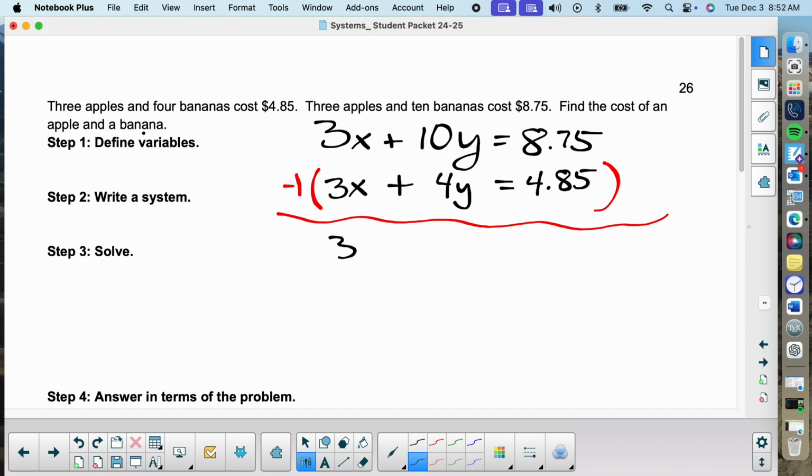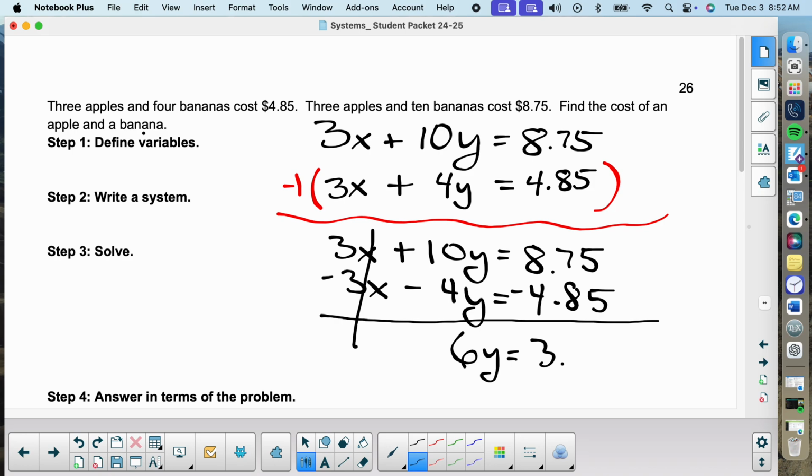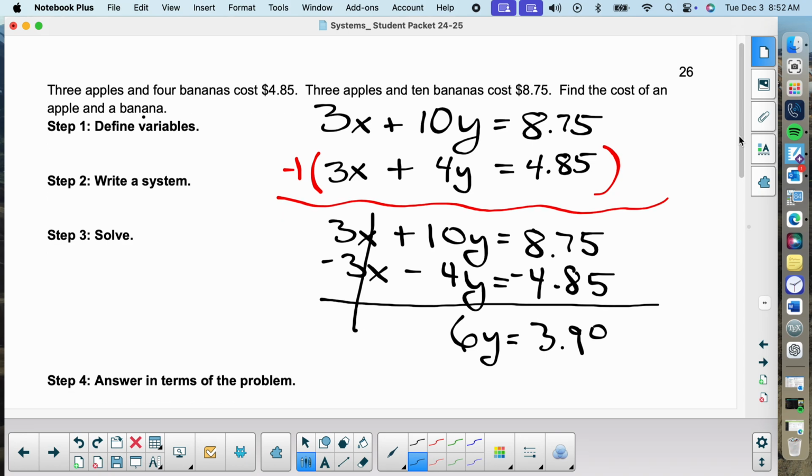I'll write them over. So I've got 3x, 10y, 875 is kind of annoying. We might need a calculator just because of the money answers there. -3x, -4y, -485. Add the 2 lines now, cancels. 6y, 390, maybe? I'm hoping somebody at the calculator verifies that. Is that right? Yeah, okay. Excellent. Now I need to divide by 6.